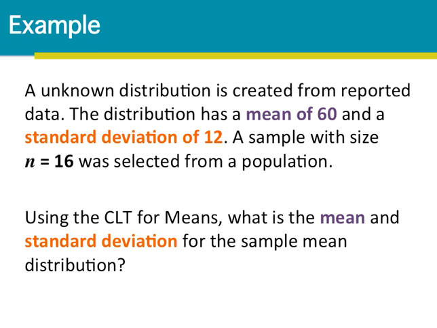Let's look at an example. So an unknown distribution is created from a reported set of data. The distribution has a mean of 60 and a standard deviation of 12. A sample with size n equals 16 was selected from a population. Using the CLT for means, what is the mean and standard deviation for the sample mean distribution?